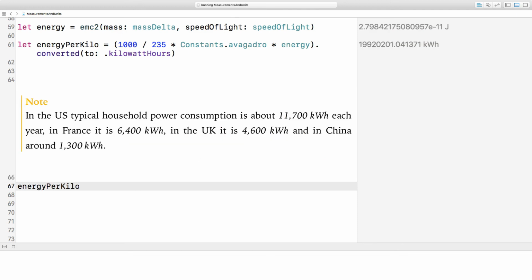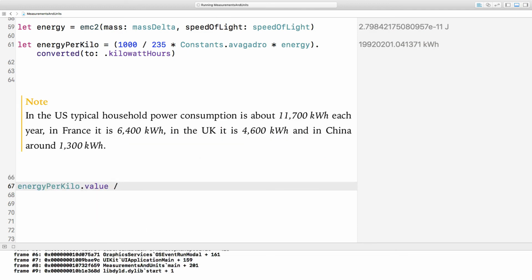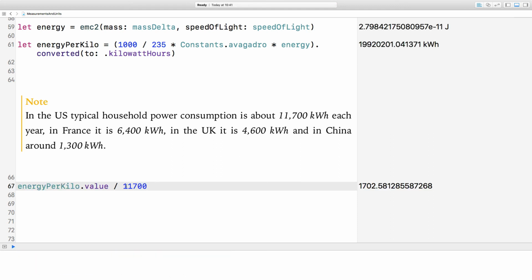Yay! It's another number that's so big or so small it means nothing. I've converted this into kilowatt hours, which are units that are standard for measuring how much electricity a household uses. So I can now take this enormous value of energy and work out, well, how many average households can we support for a year? The average energy consumed by a household in a year in the US is about 11,700 kilowatt hours. So I can take the energy per kilo and divide that by 11,700 to see that that can sustain about 1,700 homes. Or in the UK, then that'll be about 4,300 homes.